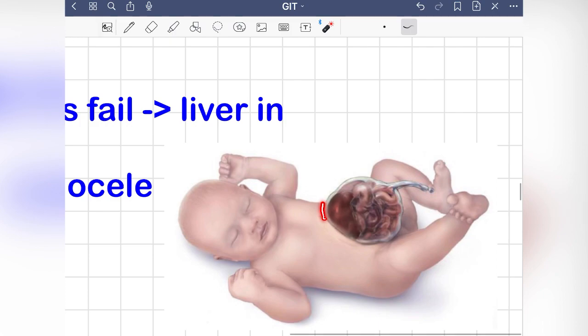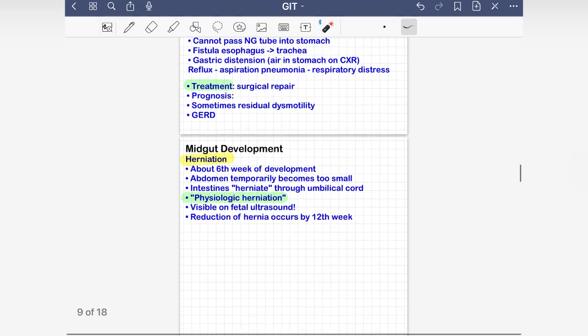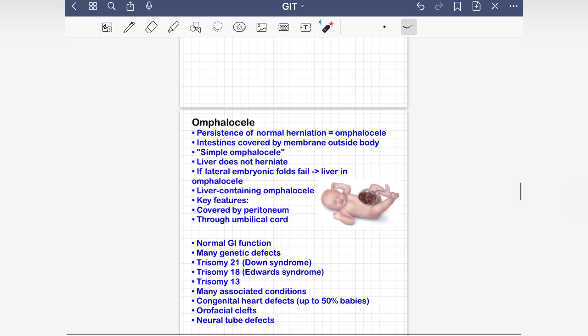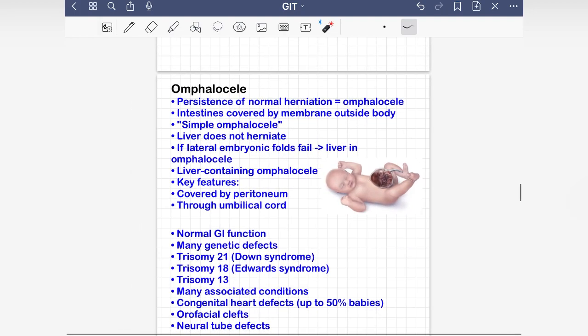The key features to know about this, especially for your exams, are that the intestines and the midgut are covered by peritoneum, which distinguishes it from gastroschisis, which we'll talk about in a minute, and also that it is through the umbilical cord. This feature also distinguishes omphalocele from gastroschisis. Babies born with omphalocele usually have normal GI function.